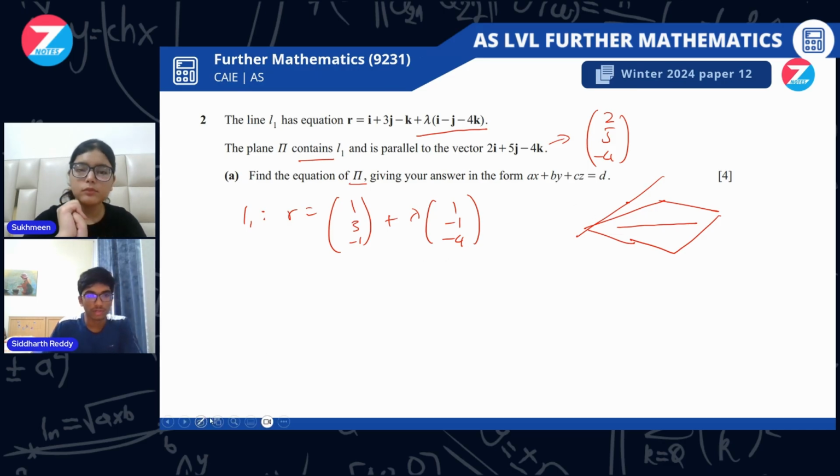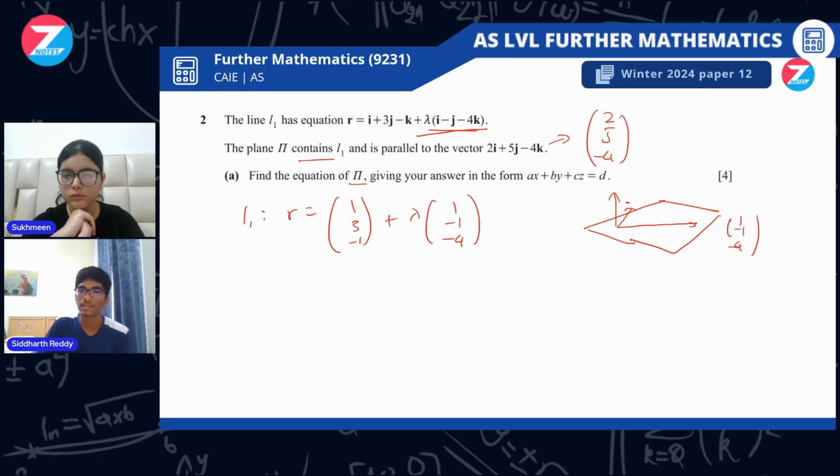In order to find the Cartesian equation of a plane, what we need to do is find the normal vector, which means it's perpendicular to the surface of the plane. So we need two direction vectors which lie on the plane. We already have one, which is (1, minus 1, minus 4). And there's another one because they said it's parallel to (2, 5, minus 4).